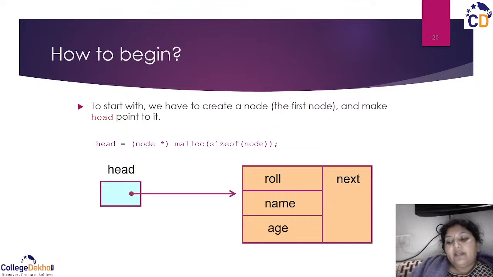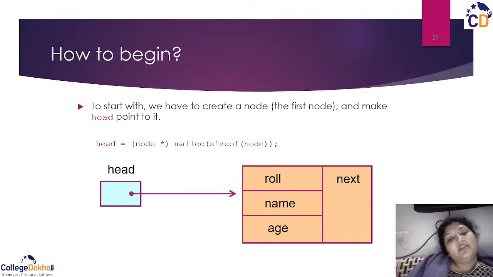But array has the disadvantage that memory is allocated at compile time, so it leads to wastage of memory. Whereas in a linked list, there is no wastage of memory. You can shrink it or you can grow it, it's up to you. So these are some advantages of using a linked list, right?